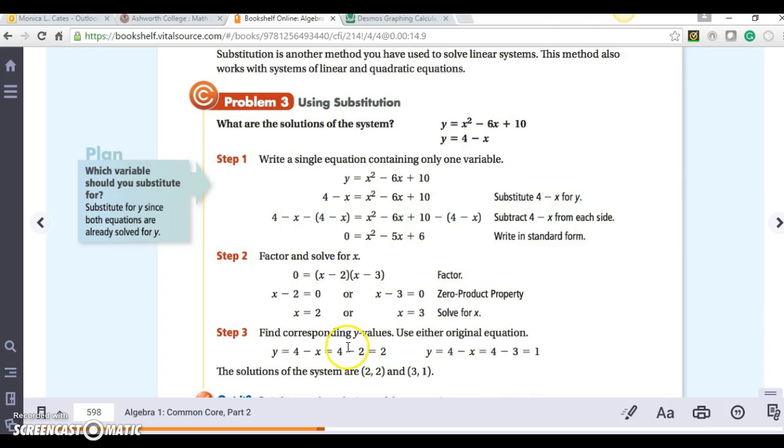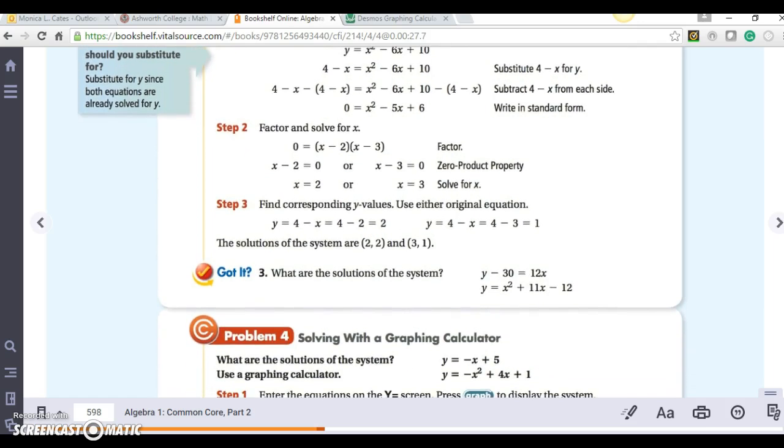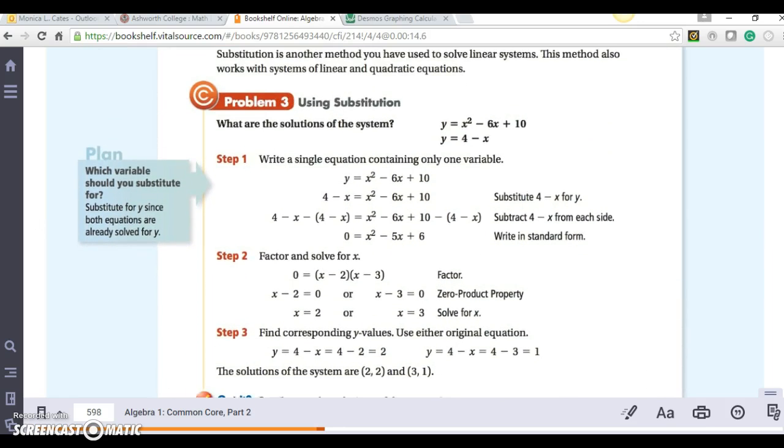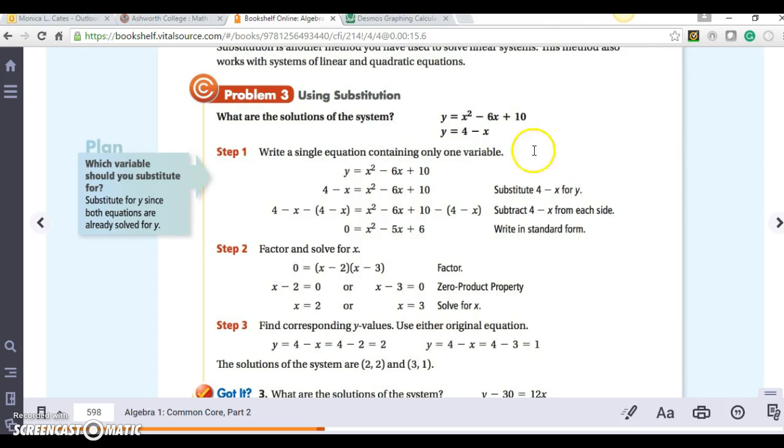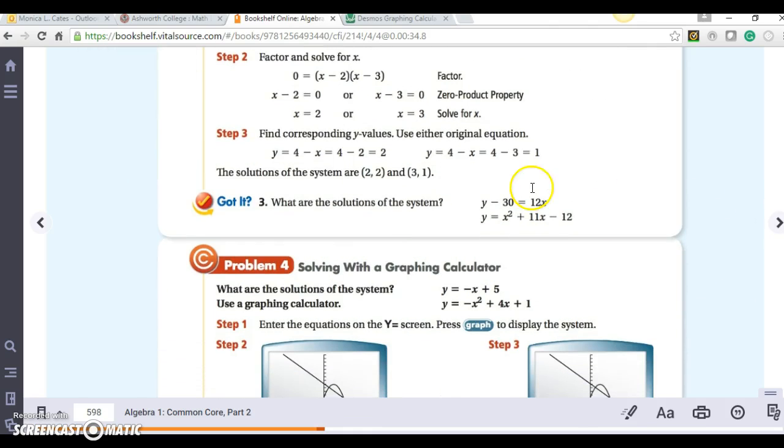And so of course we plug it back in to make sure that they're equal, and then we have to also find the y value. So to find my y value, I'm going to use this one. It's the easiest one to use. So 4 minus 2 is 2, so that value is at 2, 2. And then when I plug in 3, I get 1, so that's 3, 1. So let's try one on our own.